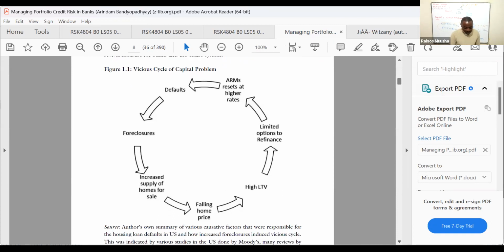So are we on the same page when it comes to the vicious cycle of capital problem, especially when you look at mortgage loan financing?